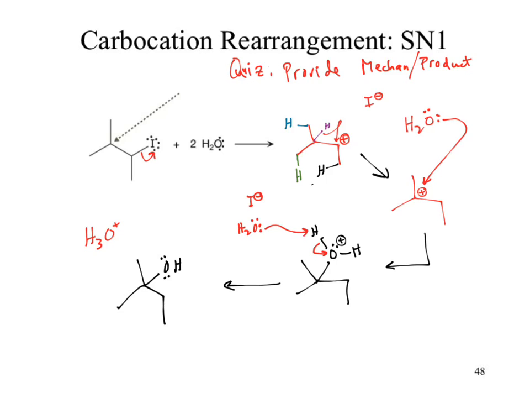When do we need to worry about rearrangements? Every time you find a carbocation, which happens in SN1s, it also happens in E1s. It can happen in additions. Okay? Carbocations can happen virtually anywhere. We have to be careful. Anytime we see one, we should consider a rearrangement.